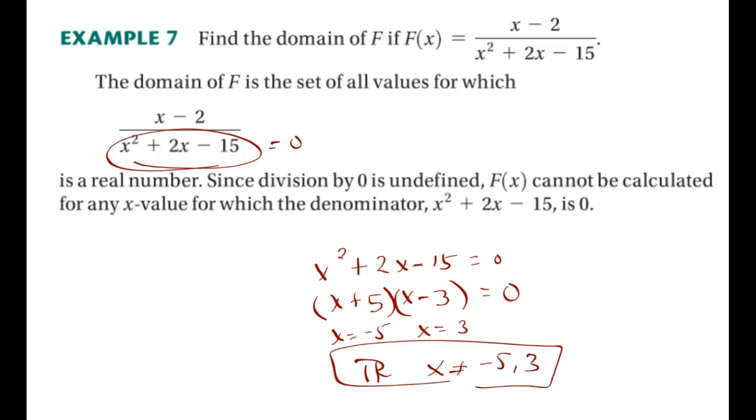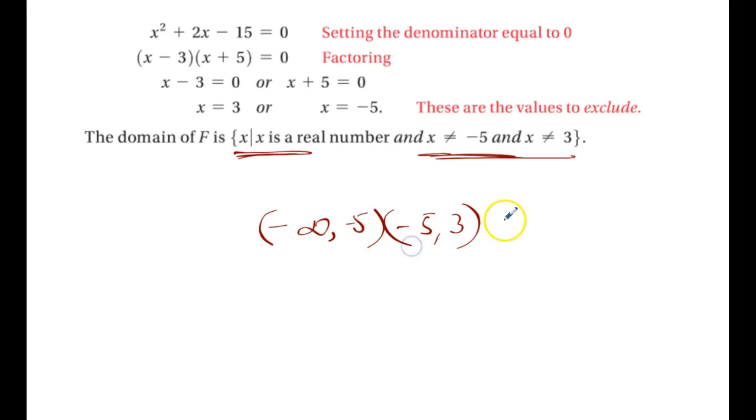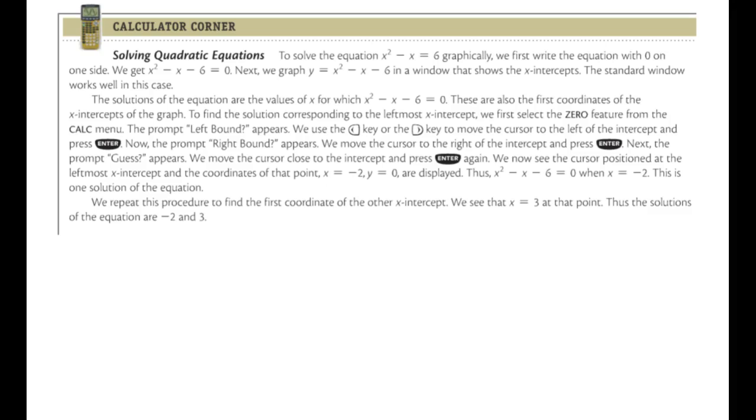There's several ways to write that solution. x such that x is a real number, but it just can't be these values, or you could do interval notation. Negative infinity to negative 5, negative 5 up to 3, exclude the 3, and then 3 to infinity. So those parentheses exclude those values.